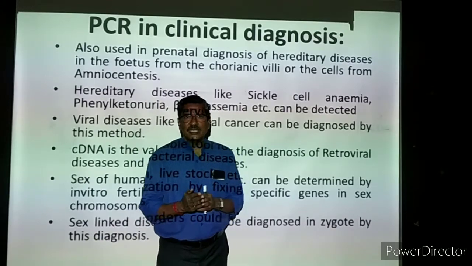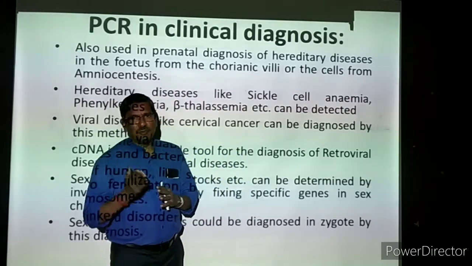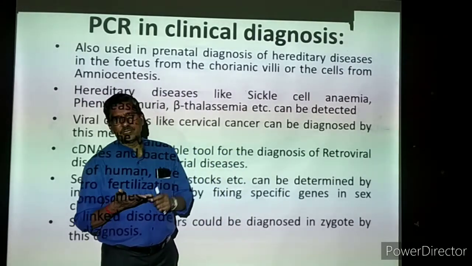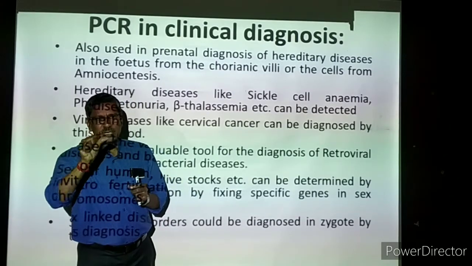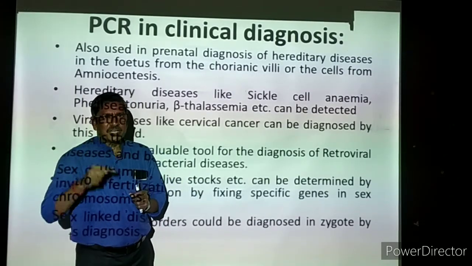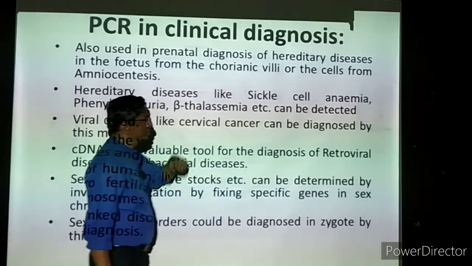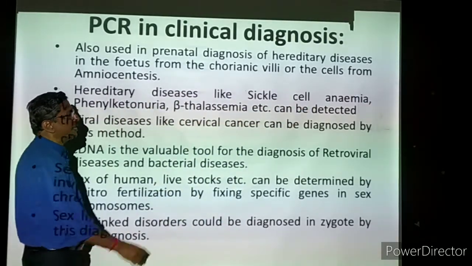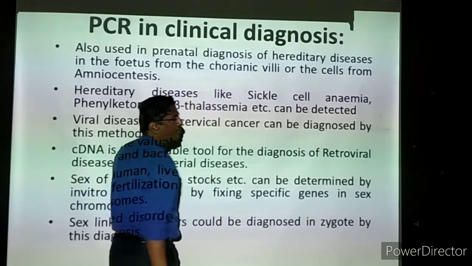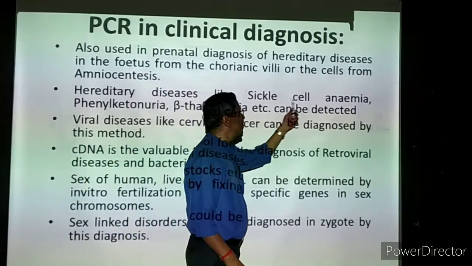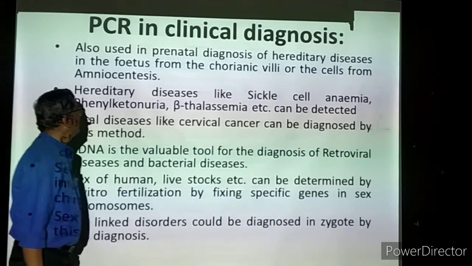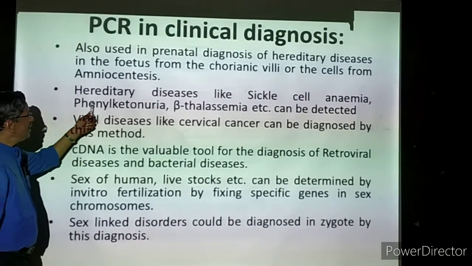Now, the sickle is an instrument used by the farmers to cut the crops. It is a metal plate which is bent like this, with a lot of teeth-like structures. Like that, the RBC will be present. Such RBCs we can call sickle cells. That condition, the disease, is called sickle cell anemia. It is a hereditary disease.